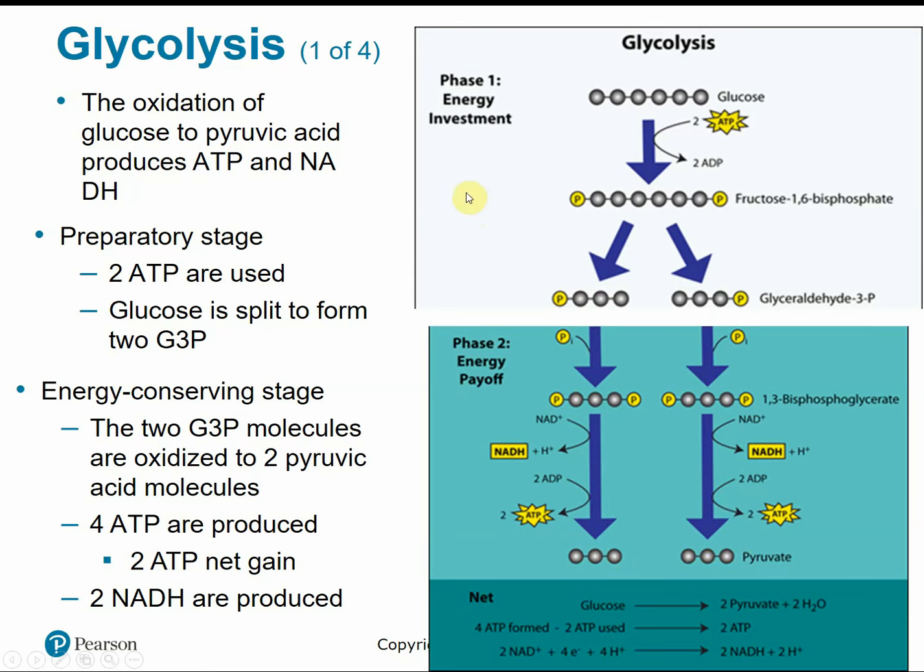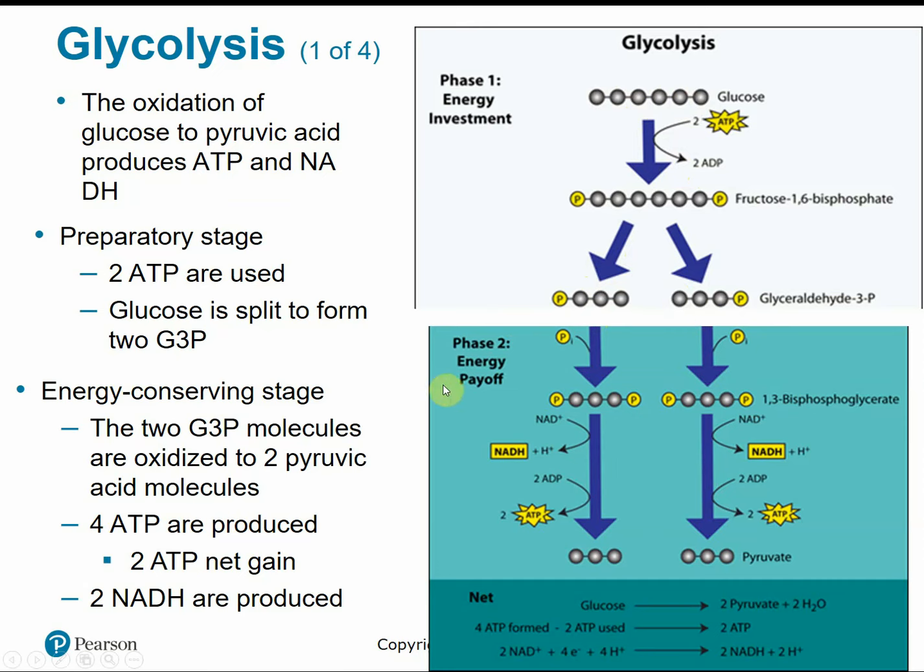There's 2 phases of glycolysis. In phase 1, we have to invest a little bit of energy just to get the ball rolling. But if everything goes well, then we should have a net profit of energy at the end. So at the beginning, we have to input 2 ATP molecules to begin the process. In phase 1, glucose is split into 2 G3P molecules. And also notice we're not changing the number of carbon atoms. We're just kind of rearranging some of these molecules.